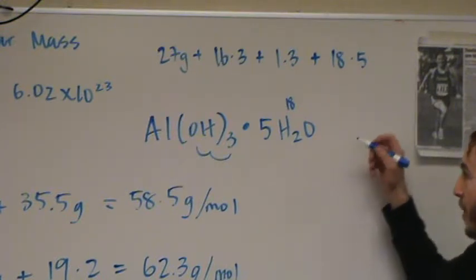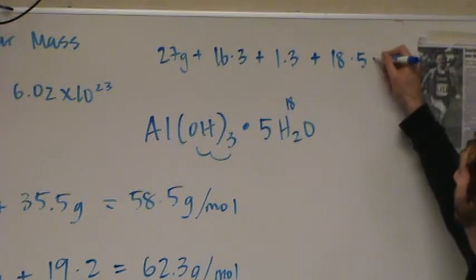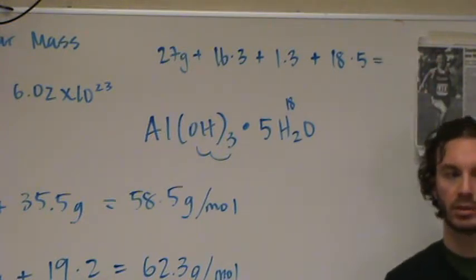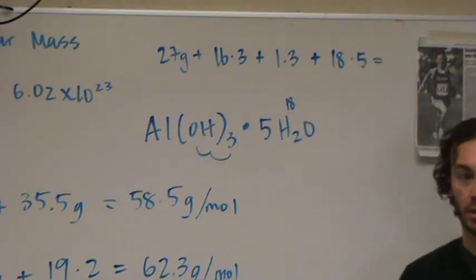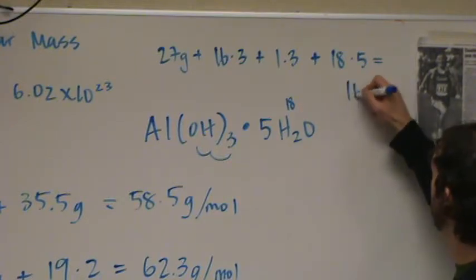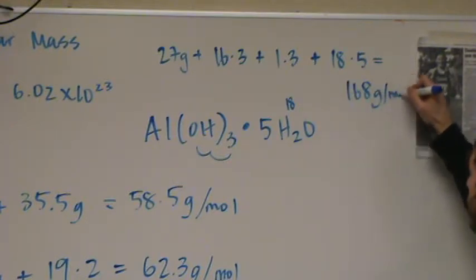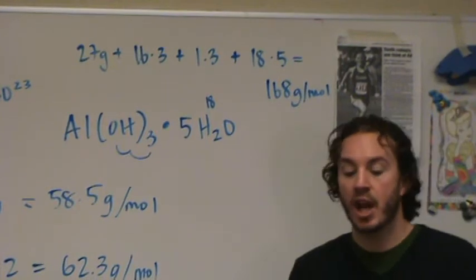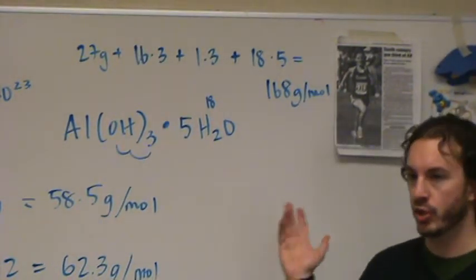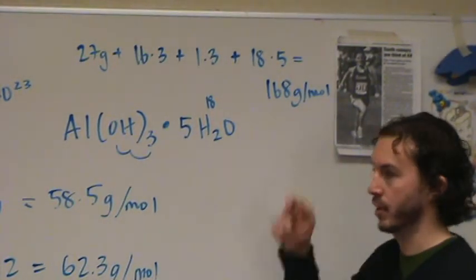As a matter of fact, we don't do them very often here, but this works. 3 plus 27 is 30. What's 16 times 3? 48. That's right. 168 grams per mole. So if I needed a mole of this stuff for a particular reaction, you just go to the lab and do this first.